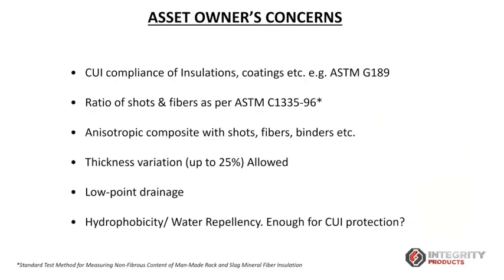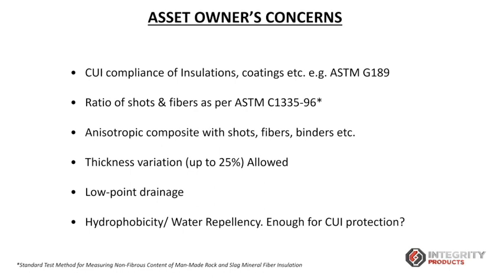These are all the bad actors I just mentioned, resulting from the insulations. But what is the point of view of the asset owners? What is the level of understanding? In the majority of cases, these are areas that asset owners, our customers, might struggle with. When they specify the insulation in their specifications, they might not specify CUI compliance of insulations or coatings, because ASTM G189 is the base document that guides us on how to test systems for CUI compliance, for CUI resilience.